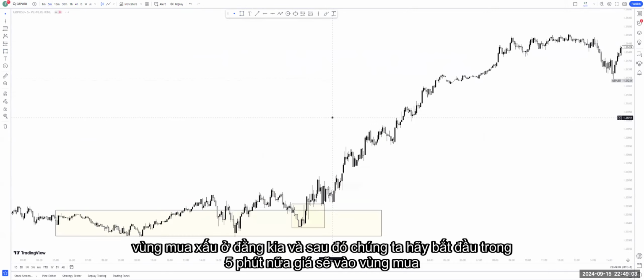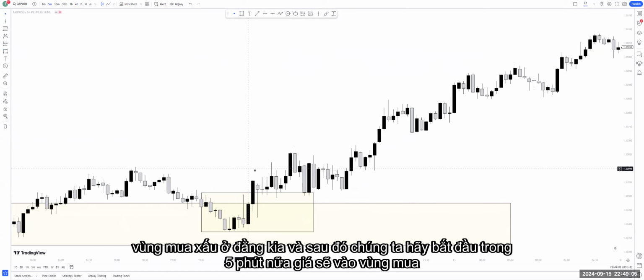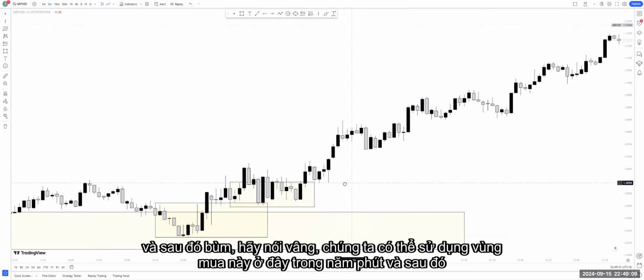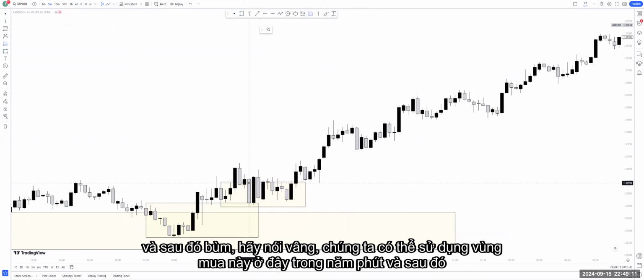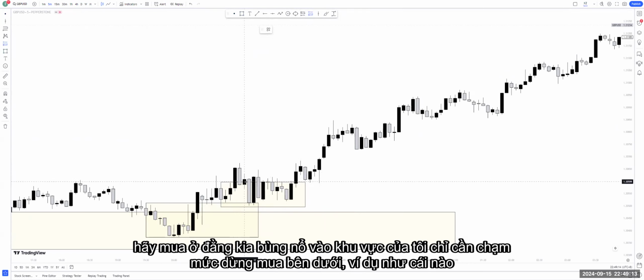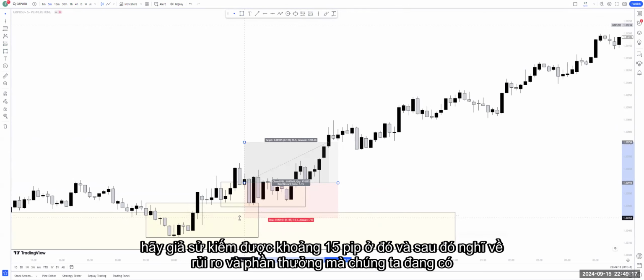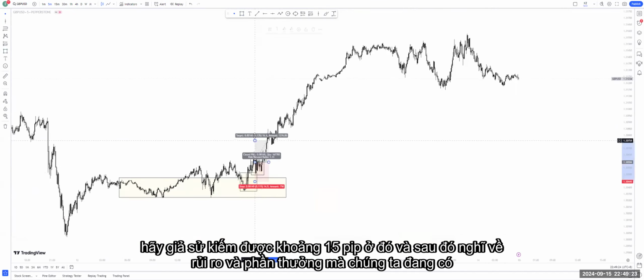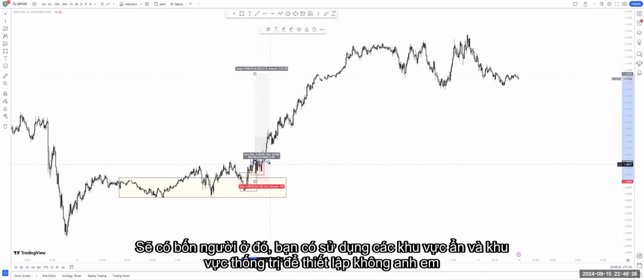And then let's go to 5 minutes. The price gets into the buy zone, and then boom. Let's just say we might use this buy zone over here. 5 minutes, and then take a buy over there. Get into the buy zone, just hit the buy. Stop loss below the low, let's just say 15 pips over there. And then think about the risk and reward. We're going to get like 4R over there.